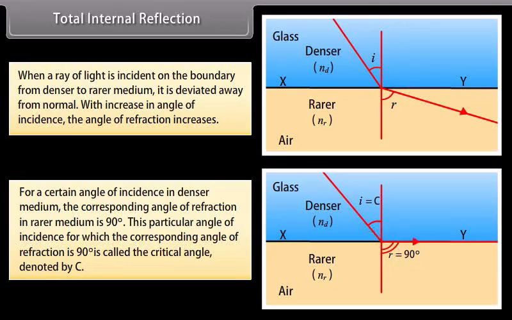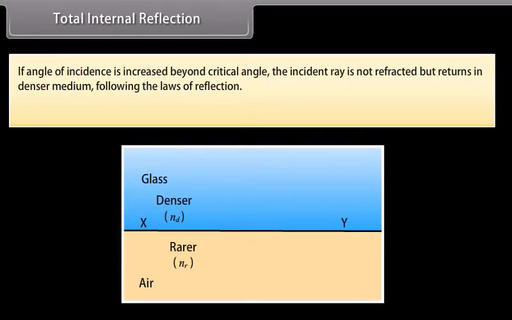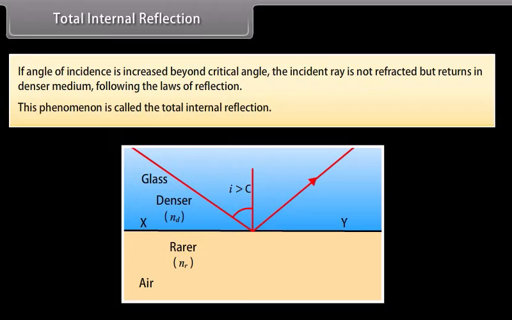This particular angle of incidence, for which the corresponding angle of refraction is 90 degrees, is called the critical angle, denoted by C. If the angle of incidence is increased beyond the critical angle, the incident ray is not refracted but returns in the denser medium following the laws of reflection. This phenomenon is called the total internal reflection.